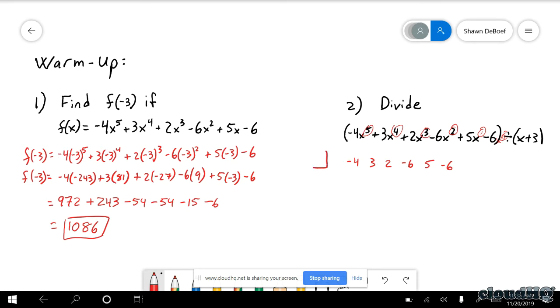What number goes in the box? A -3. I want to remind you of the number that we plugged in on number 1. What number did we plug in on number 1? Oh, the same number that I'm putting in the box here. Let's look and see what happens.